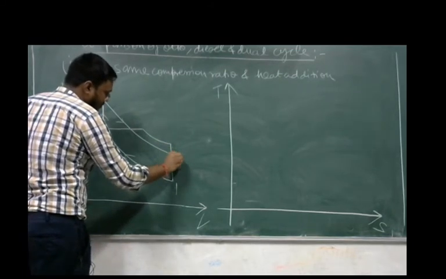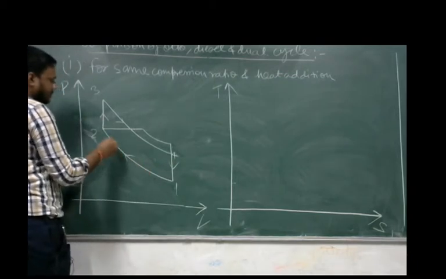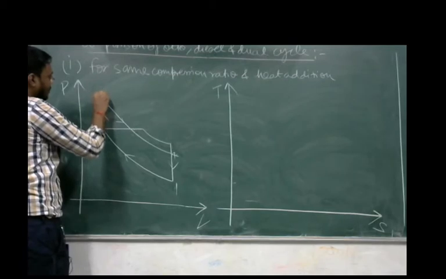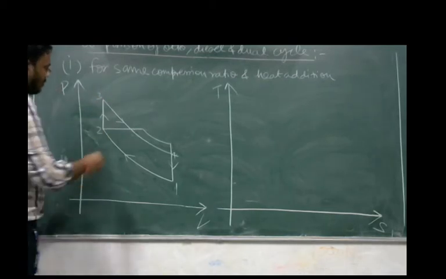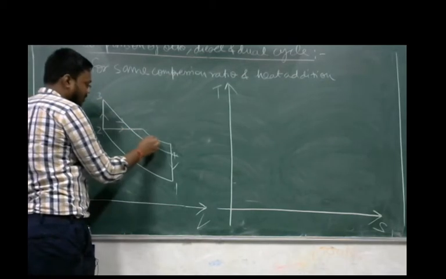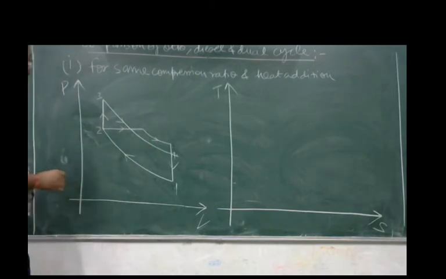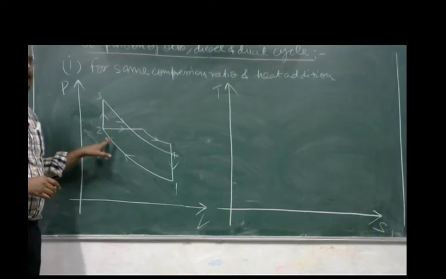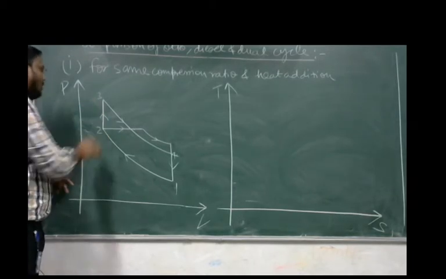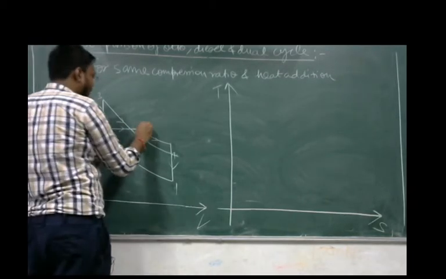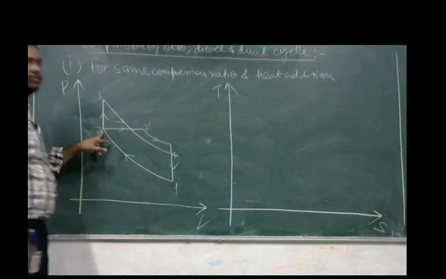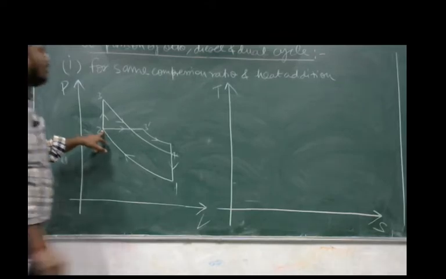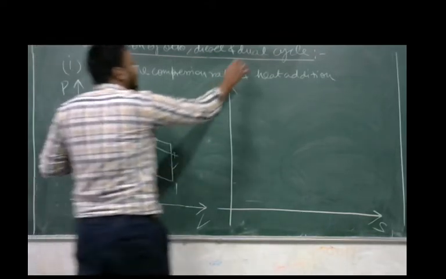So this is the diagram for diesel cycle. For both the cycles now the compression ratio is same, 1 to 2 is same, and heat addition is from 2 to 3, and for diesel cycle 2 to 3 dash, it will also be same.